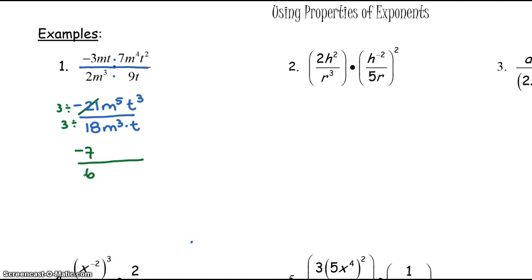So now those are simplified, and we can go ahead and subtract the exponents of 5 and 3 since they have the same base and it's division, and we get m to the second power. And we can go ahead and do the same thing for the t's, subtract 3 minus 1 and get t to the second power. Since none of the exponents are negative, I don't have to move it. Remember that a negative number is not the same thing as a negative exponent. So therefore, this right here is our final answer. Alright, let's move on to example number 2.